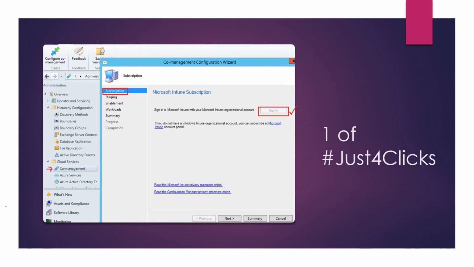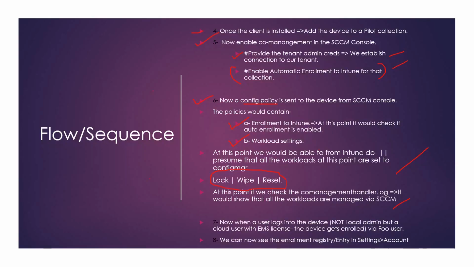Now let's just talk about how exactly the enrollment is happening, because as you know, for enrollment to happen, there needs to be a user, right? There needs to be a user who needs to provide his credential, and that user needs to have an EMS license assigned to him. Okay, that's the only way. If the device needs to be co-managed, that is, if the device needs to be enrolled to Intune, the enrollment needs to happen using a credential that has an EMS license assigned to it.